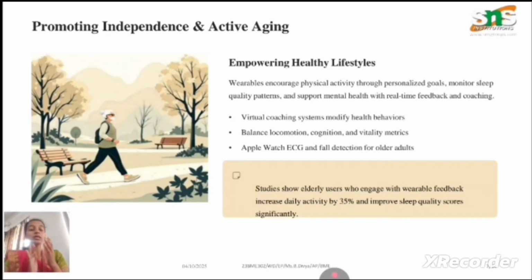Studies show that elders who engage with wearable feedback increase daily activity by 35% and improve sleep quality scores significantly. What this tells us is that the activity of the elderly patients has increased 35% compared to before, and the sleep pattern can also improve simultaneously. By using these watches, we can identify how the elderly patients can do their own work by themselves.